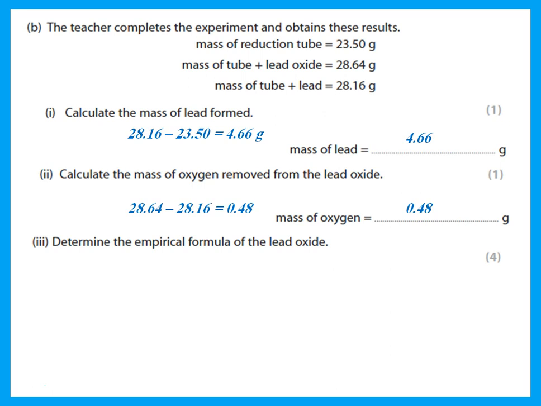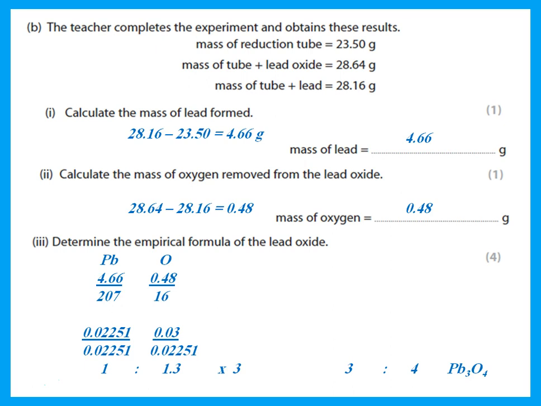How do we get the empirical formula? We write the masses of each one, divide each one by its atomic mass to get the number of moles. What comes out, I simplify, so I divide by the smallest. And this gives me a ratio of 1 to 1.3. Please do not round up the 1.3 to 1. 1.3 is not the same as 1. This is not 1 to 1. It's 1 to 1.3. So you have to multiply through by a number that makes the numbers whole numbers.